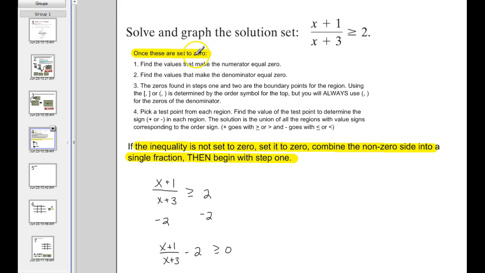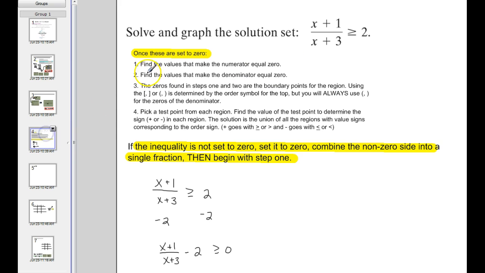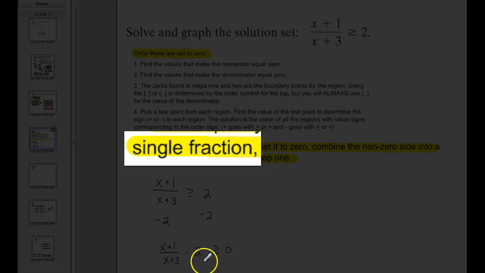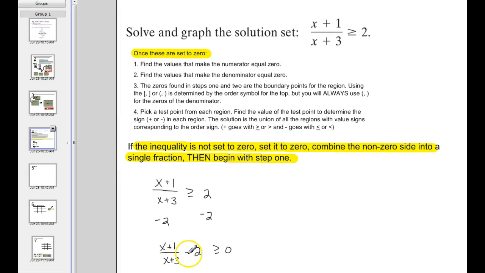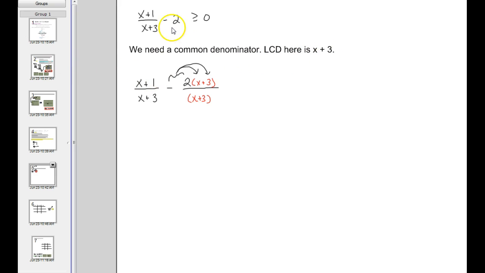Alright, well, notice that our list of instructions, even on the last problem, was once these are set equal to 0. If they're not set to 0, you've got to set it to 0. You bring all the non-zero stuff to one side, and then you combine all this into a single fraction. So we need to combine x plus 1 over x plus 3 minus 2 all into one fraction. So the first thing we're going to have to do in a problem like this is you need a common denominator. You need to find your LCD. So here the LCD is x plus 3, and remember what you do with that LCD once you find it: you accommodate for the two fractions having different denominators, meaning you make them have the same denominator.